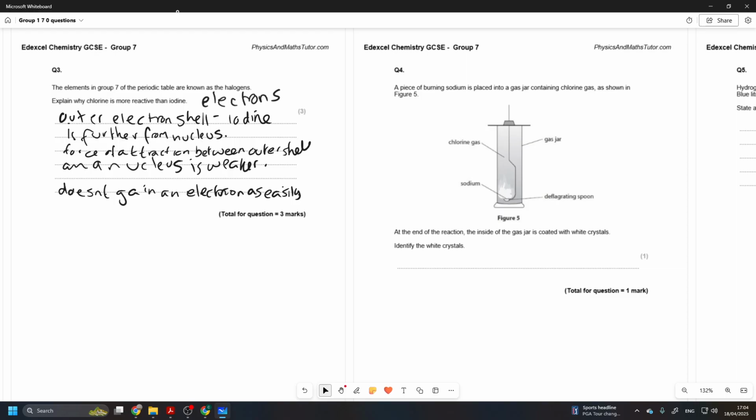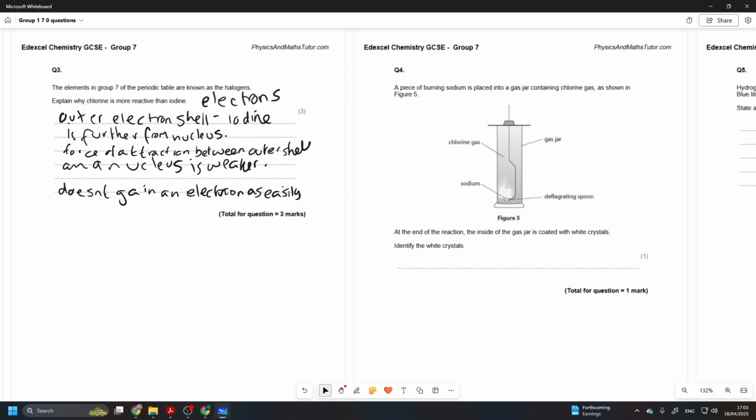If you were to say the exact opposite of all of that, say the outer shell electrons are closer to the nucleus, the force of attraction between the outer shell electrons and the nucleus is greater, so it does gain an electron, or gains an electron really easily, for chlorine, you would of course get all the marks there as well.